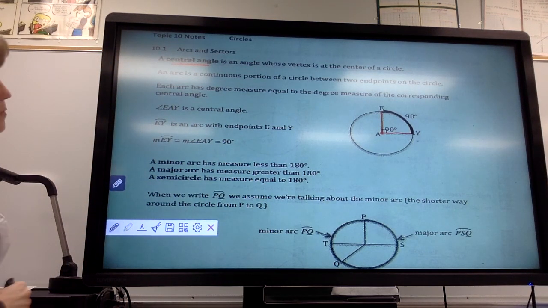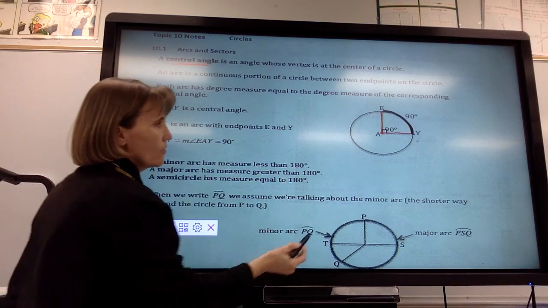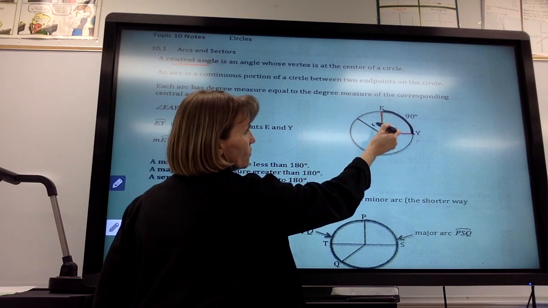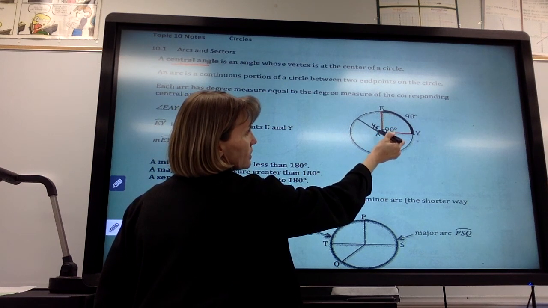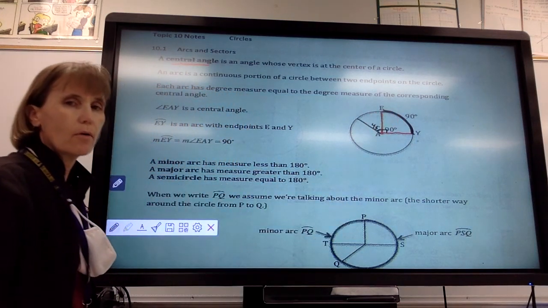Each arc has a degree measure equal to the degree measure of the corresponding central angle. So again, if I have an angle maybe that's less than 90 degrees, maybe this is 45 degrees, if that's the central angle here, it's also going to be the arc measure out on the circle.